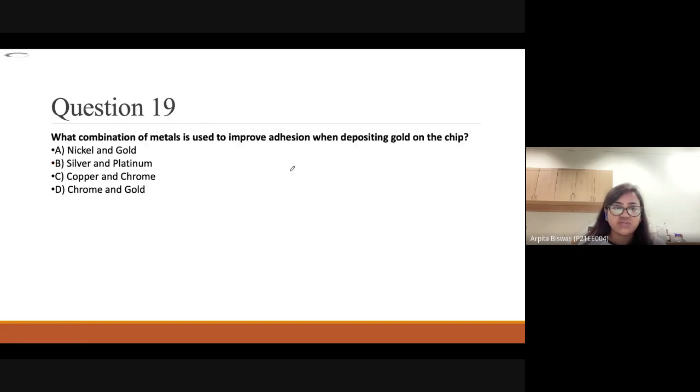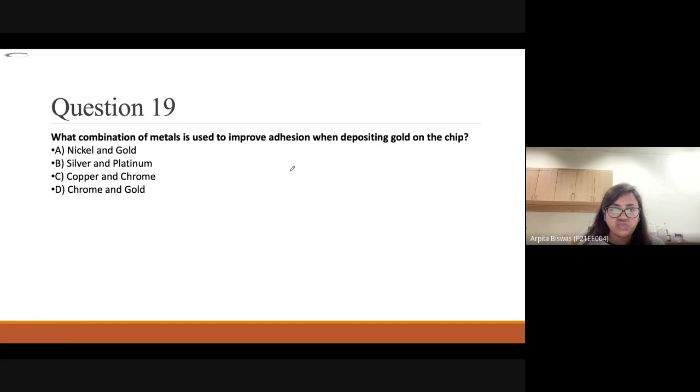What combinations of metal is used to improve the adhesion when depositing the gold on the chip? First option is nickel and gold. The second option is silver and platinum. The third option is copper and chrome. And the fourth option is chrome and gold. So try to find out the right answer.